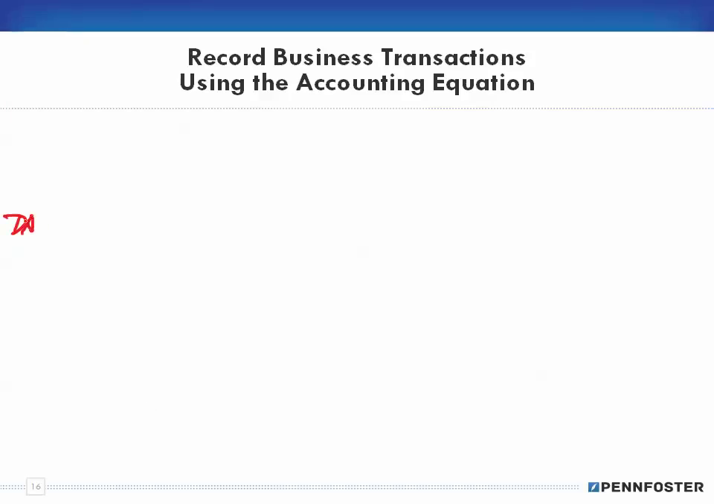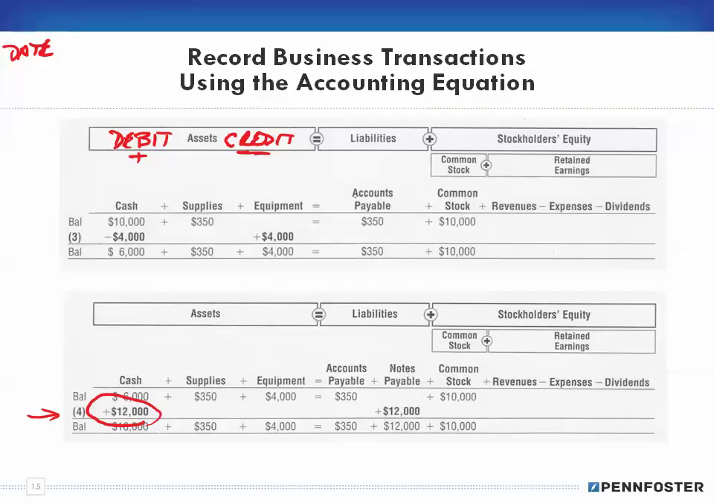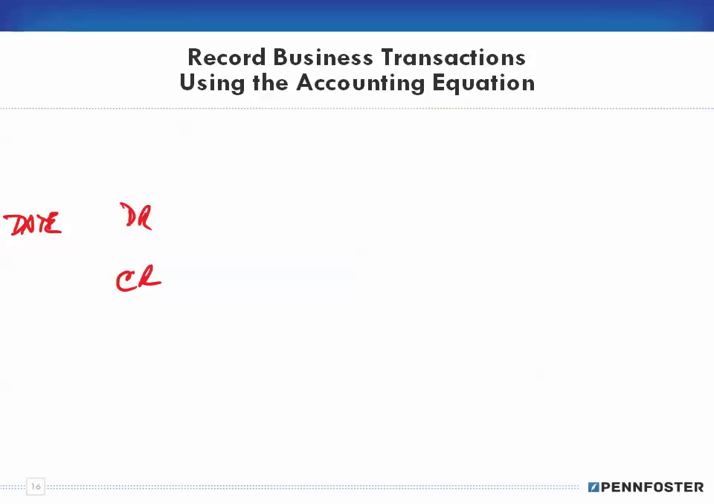I put in my date, I have my debit, and I have my credit. Well, if I'm getting $12,000 in cash, my cash is increasing, right? Because it was 6,000, and now when I get 12,000, it's up to 18,000. So I'm increasing my asset, and I increase my assets on the debit side. Cash is an asset, so I'm going to debit my cash account. So for the journal entry on the debit side, I put cash and I put the 12,000.